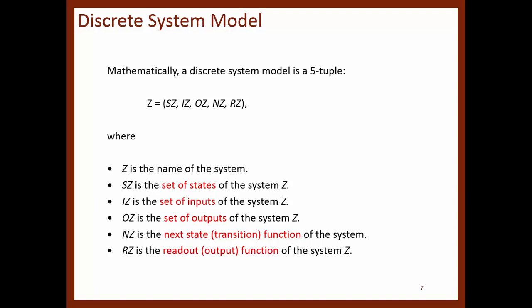So mathematically, a discrete system model is a 5-tuple, which consists of the following 5 sets. Okay, so we have the following function. We have a function z, and we have 4 sets: the state set, the input set, the output set, the state transition function, and the readout function, whose names are listed here.